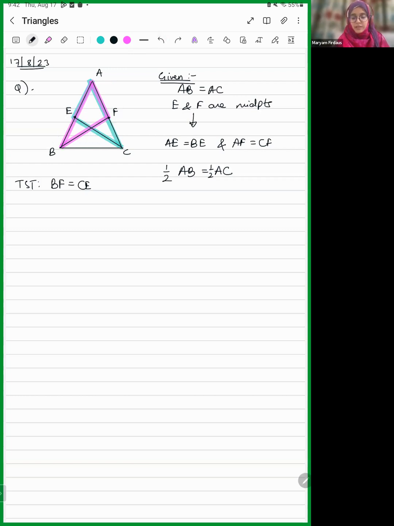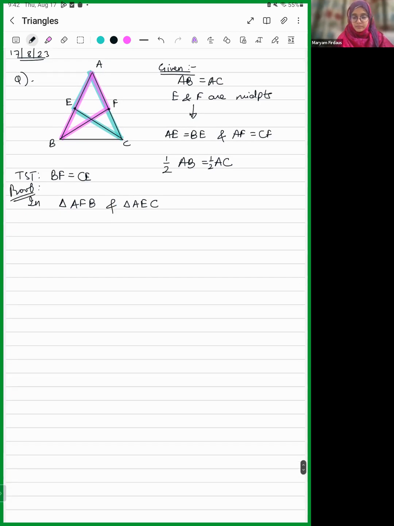So first of all, let's say this is our proof. In triangles AFB, the pink triangle, and triangle AEC. Okay, if anyone's not understanding any point, just feel free to ask. How can we prove them to be congruent? Ma'am, angle A is common. Common, okay. And AE is equal to AF by the point proved above.